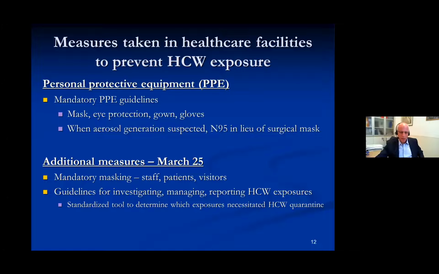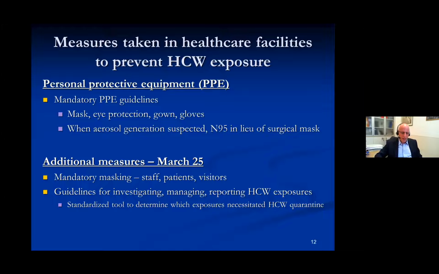The second broad category of measures implemented were on PPE, personal protective equipment, and mandatory nationwide PPE guidelines have been in place and underwent a few revisions during the course of the outbreak months, but these always included mask, eye protection, gown, and gloves for caring for COVID patients confirmed or suspected, and when an aerosol generating procedure is performed, or even aerosol generation is suspected based on the nature of patient care, an N95 mask is substituted for the surgical mask. Additional measures that were put into place on March 25th, mandatory masking was implemented across the country for all staff, patients, and visitors in healthcare facilities, ambulatory and inpatient.